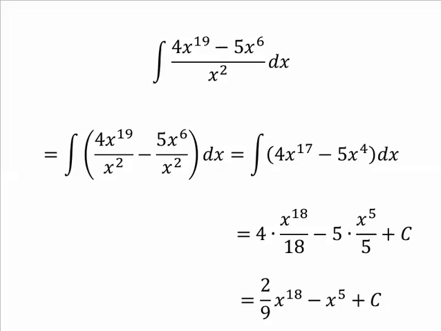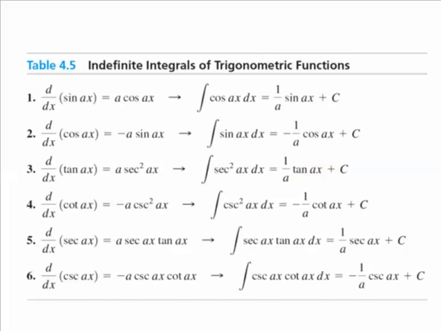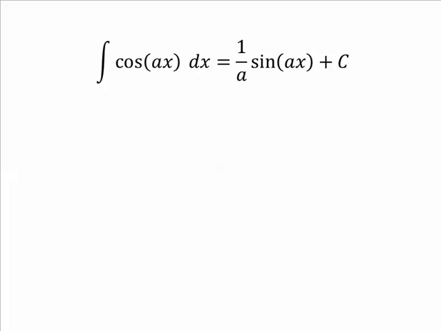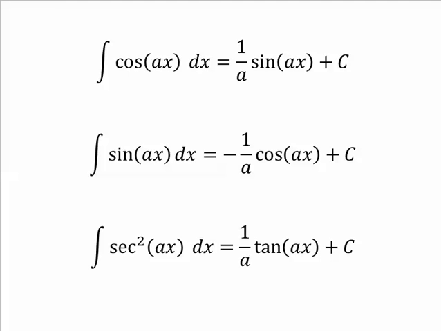Let's talk about trig functions. The better you are at knowing your derivatives, the easier it is to remember the antiderivatives. Let's just look at a few. The antiderivative of cosine of ax is equal to 1 over a sine of ax. Antiderivative of sine is negative cosine. Antiderivative of secant squared is tangent. And we know these antiderivatives just because we know the derivatives.